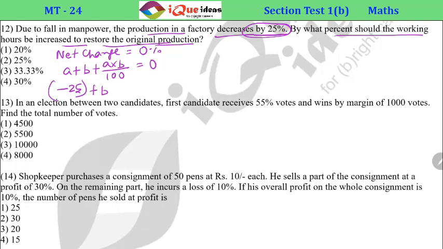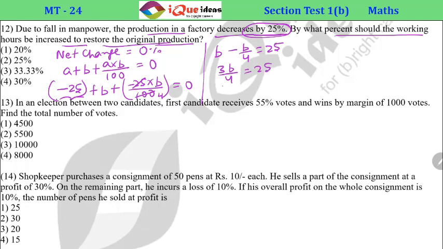B we have to calculate. So A plus B plus AB by 100: minus 25 plus B plus minus 25 into B divide by 100 equal to 0. So minus 25 goes to the other side. So it becomes B minus B. Now 25 cancels 100 4 times. So it becomes B minus B by 4 is equal to 25 goes to the other side, becomes 25. Now B minus B by 4 is 3B by 4. That is 25. So from here we get B equal to 25 4s are 100 by 3. That is 33.33%. Right. So this is one way of doing this question. Alright, so the answer is third option.